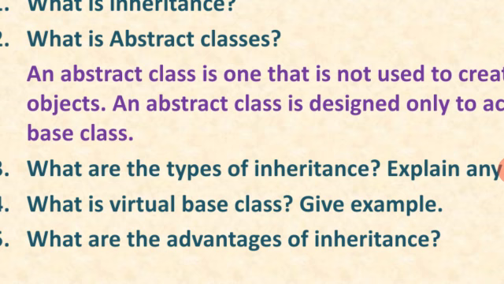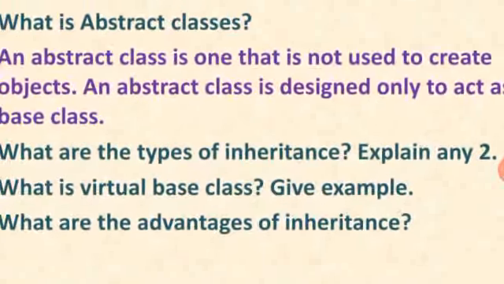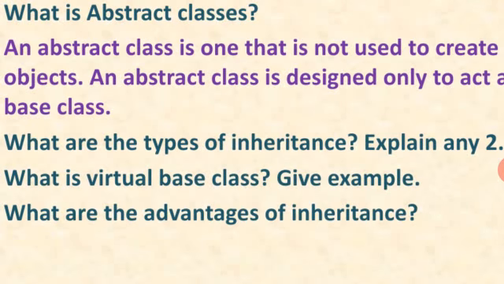Then, what are the types of inheritance? Explain any two. See, when they ask types of inheritance, you have to write all 5. Explain any two, you have to give their definitions and you have to write both the examples. Then comes, what is a virtual base class? Give an example, just now we have discussed that.